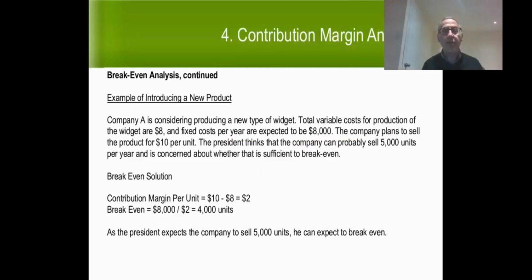Company A is considering producing a new type of widget. Total variable costs for production of the widget are $8, and fixed costs per year are expected to be $8,000. The company plans to sell the product for $10 per unit. The president thinks the company can probably sell 5,000 units per year.